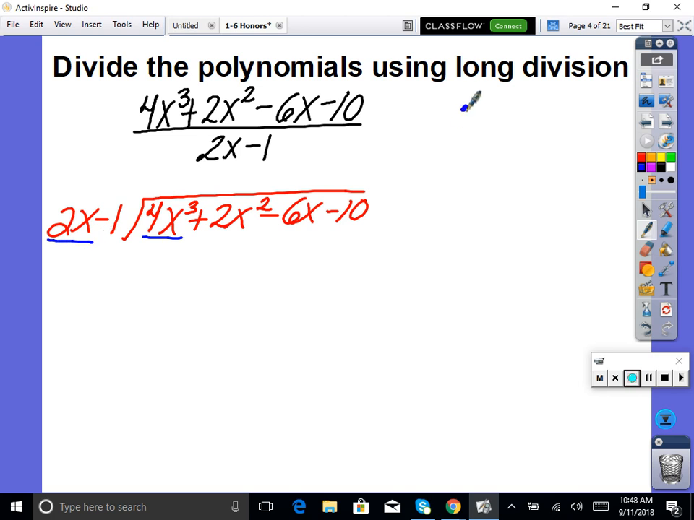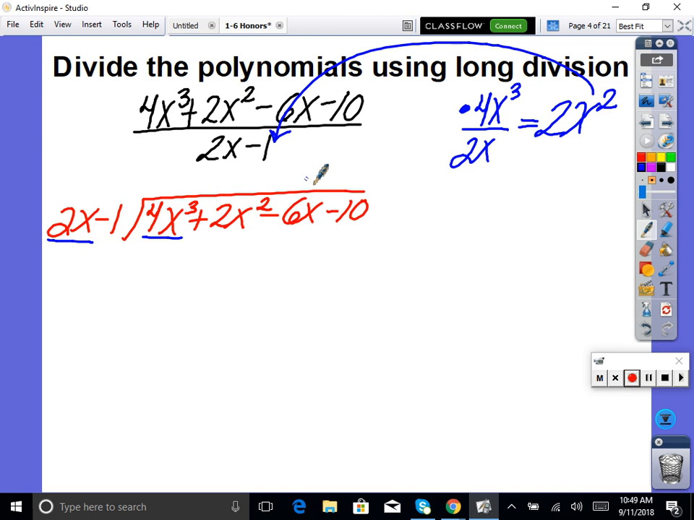So I'm going to do a little bulletin point. So we do 4x cubed divided by the leading term of 2x. Divide it out. 4 divided by 2 is 2. X cubed divided by x is x squared. And we're done. So that's part of our answer, and that goes back on top here. On top, we're putting our answer right here.